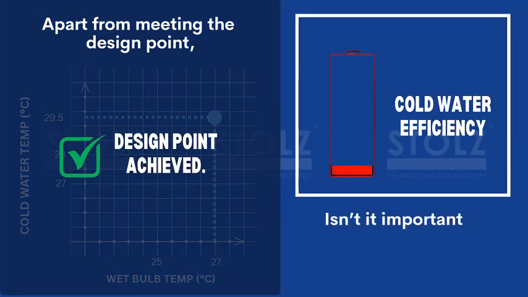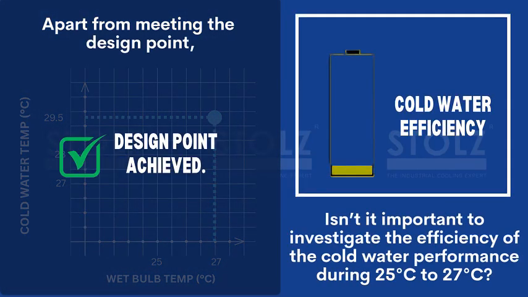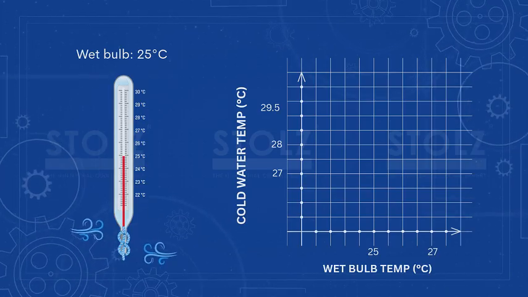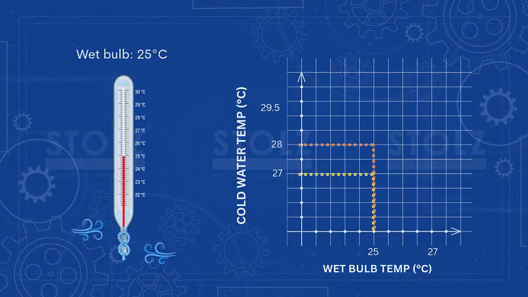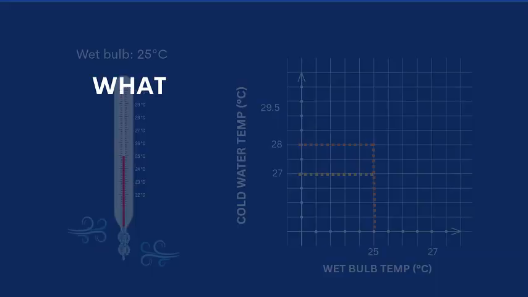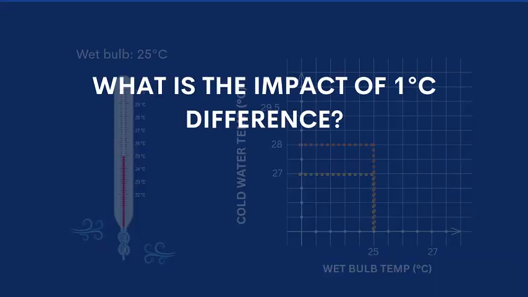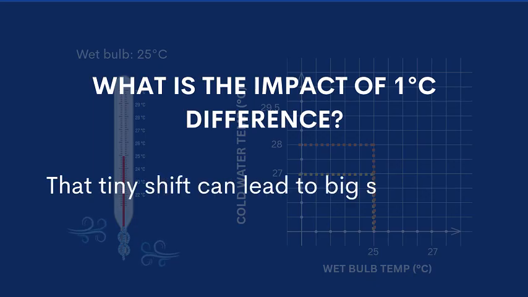Apart from meeting the design point, isn't it important to investigate the efficiency of the cold water performance between 25 and 27 degrees Celsius? Most of the time, wet bulb is around 25 degrees Celsius. That gives you cold water around 27 to 28 degrees Celsius. Now what is the impact of 1 degree Celsius difference? That tiny shift can lead to big savings.